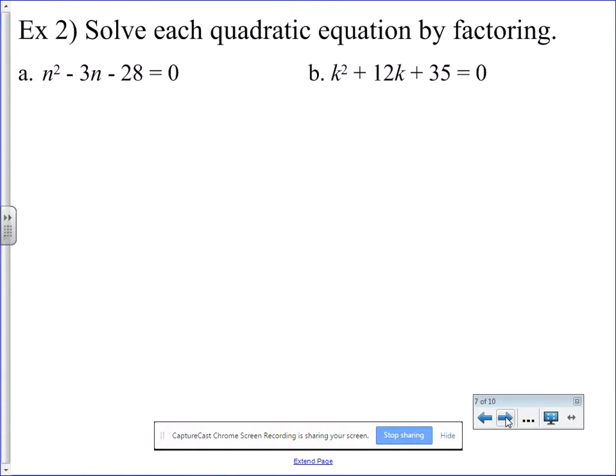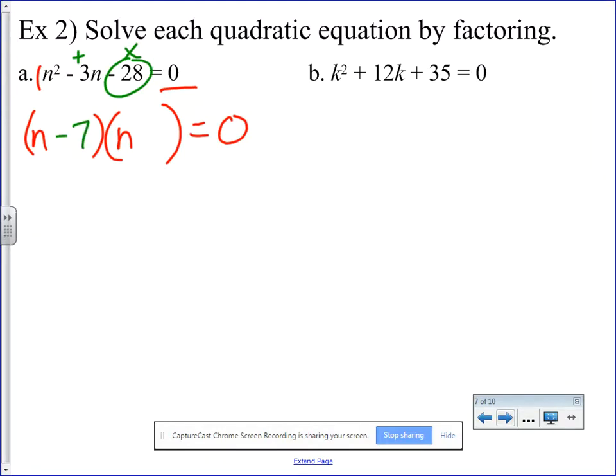So I have everything equal to 0. That's the first step. Then n squared minus 3n minus 28. I have no GCF in there, and a is 1. So that means I can right away go to my parentheses. I know that n times n is n squared. Then I'm going to look for values that multiply to negative 28 and add to negative 3. I am thinking negative 7 and positive 4.